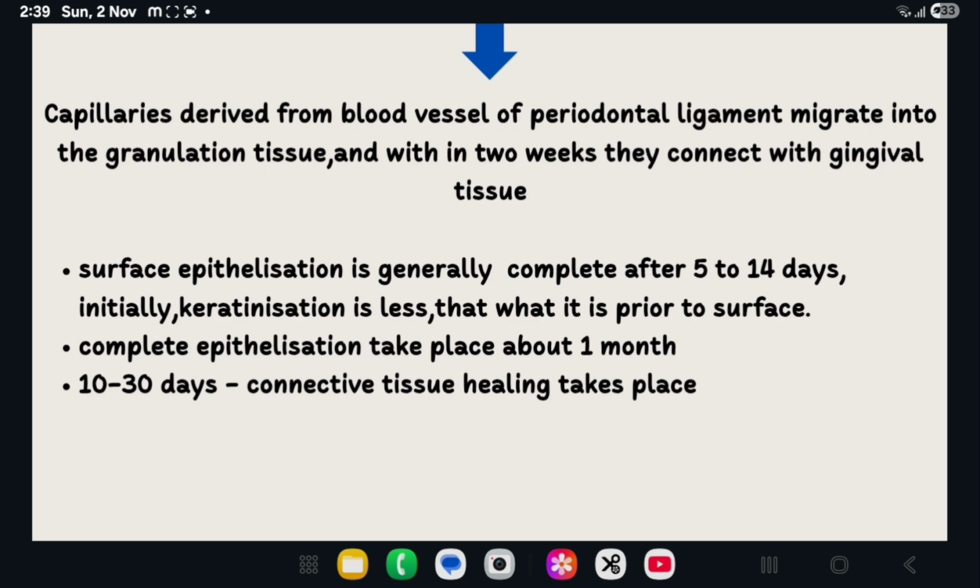Capillaries derived from the blood vessels of the periodontal ligament migrate into the granulation tissue, and within 2 weeks they connect with the gingival vessels. Surface epithelialization is generally complete after 5 to 14 days. Initially, keratinization is less than what it was prior to surgery. Complete epithelialization takes place in about 1 month, and connective tissue healing takes about 10 to 13 days.